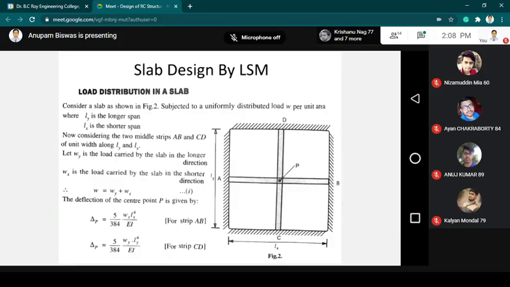and the deflection of this center point P for the strips AB and CD. We know that the maximum deflection for the fixed beam that we have considered as a strip, the formula of the maximum deflection at the center point due to UDL, is 5 by 384 Wx L to the power 4 by EI.